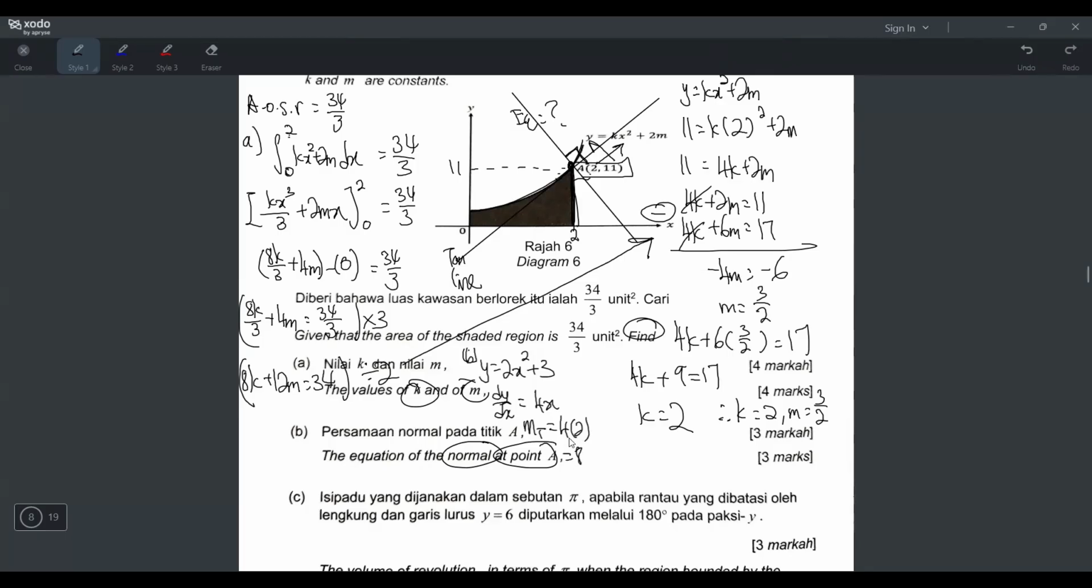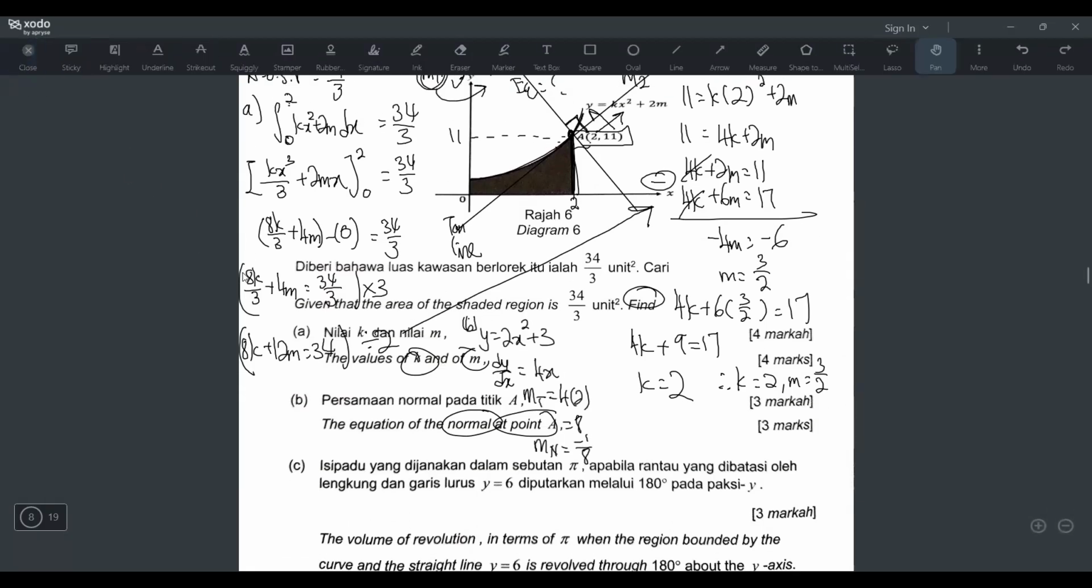But I'm not trying to find the gradient of tangent, I'm trying to find the gradient of normal. So if my gradient of tangent is 8, what is my gradient of normal? It will be -1 divided by 8. Because when two lines are perpendicular, m1 times m2 equals -1. If you have one of the gradients already, you can find the other one by taking -1 divided by m1. In this case, it is -1 divided by 8.